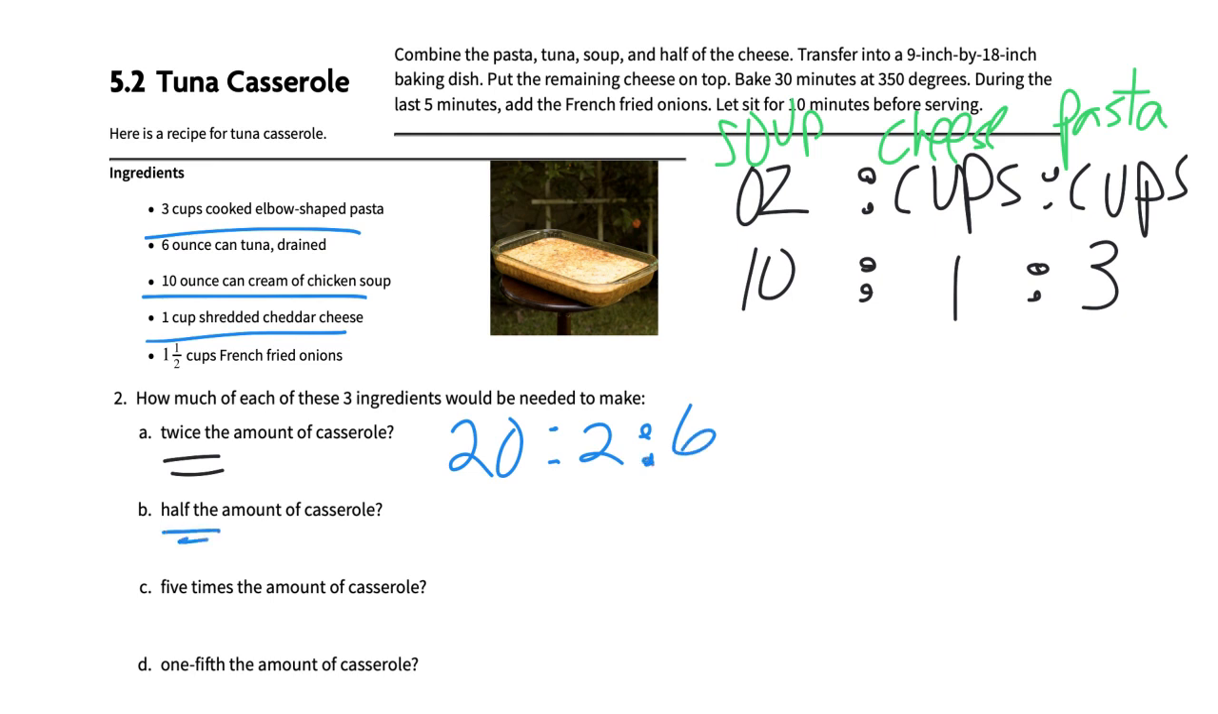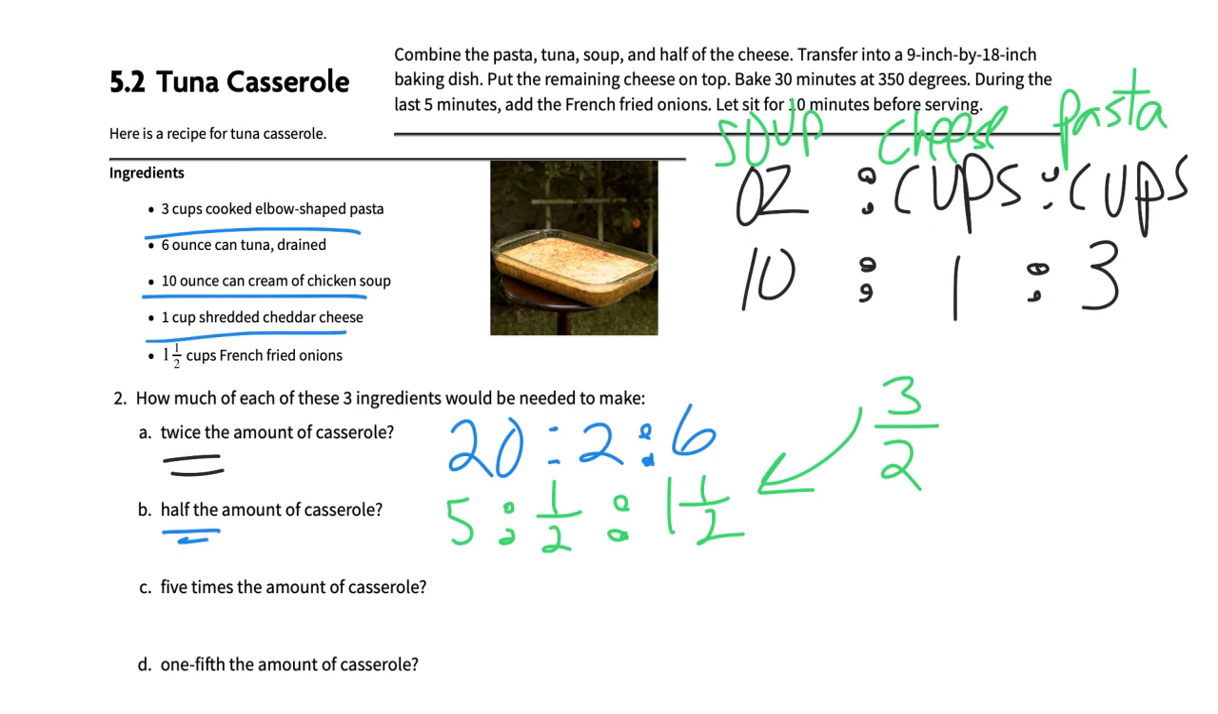Half the amount of casserole means we have to take each of these values over here, the original recipe, and cut them in half, right? So we're going to cut it in half, and we get 5 to a half to 1 1/2. We could have called that 3 halves, couldn't we have? Because you just take the 3 and cut it in half.